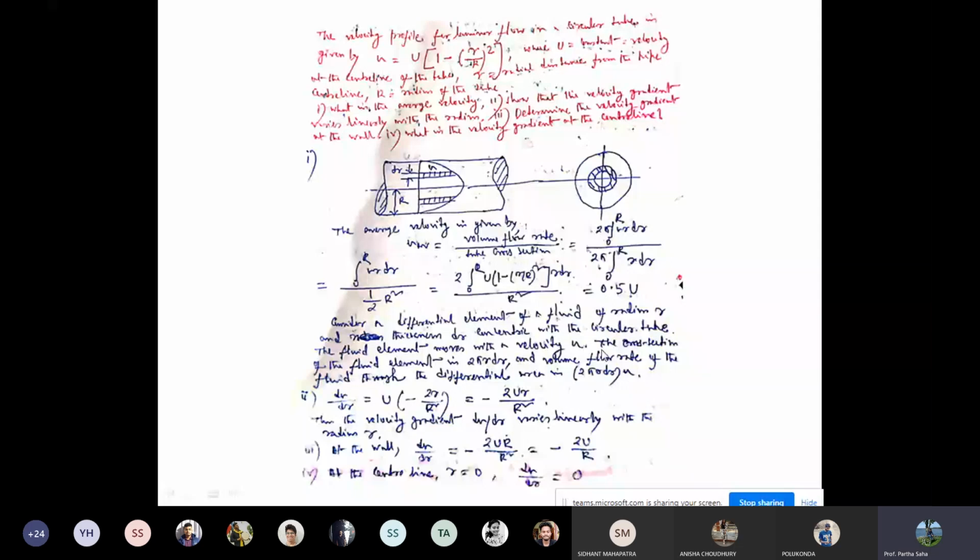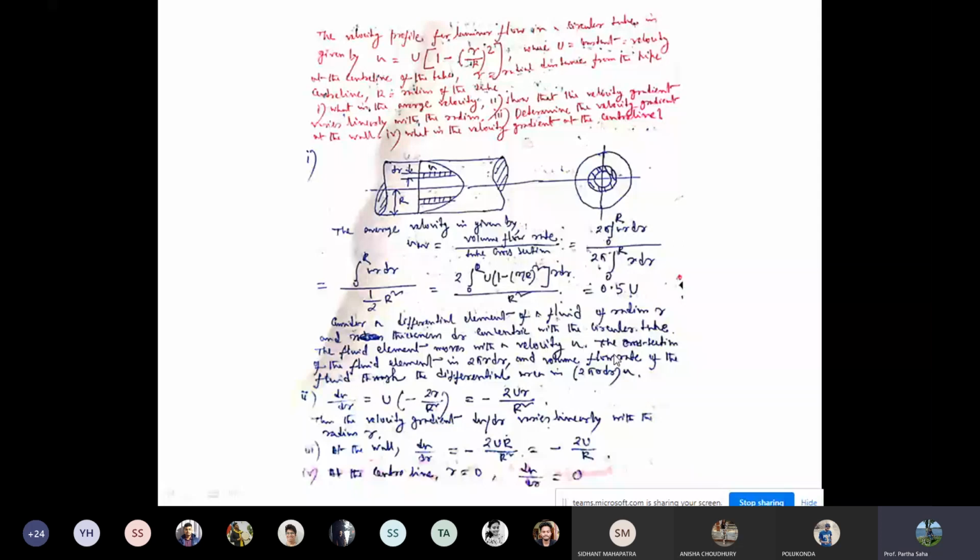The cross section of the fluid element is 2 pi r dr, so integrate that 2 pi r dr between 0 to r. That is my cross section. And the volumetric flow rate of the fluid within the differential will be 2 pi r dr multiplied by the velocity. That's why I multiplied 2 pi r dr u, and integrated from 0 to r.